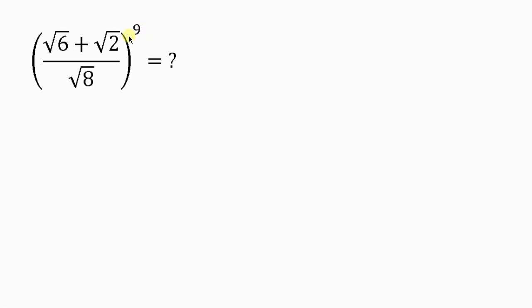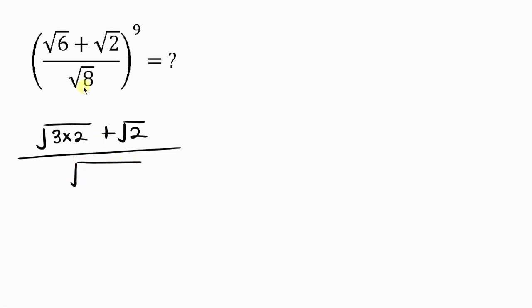Well, our first step will be for us to break down 6. So we have the square root of 6 is the same as the square root of 3 times 2, plus the square root of 2, all over. Now the denominator, we will break 8 down. So this becomes the square root of 8, which is the same as the square root of 4 times 2. And this is raised to the power of 9.